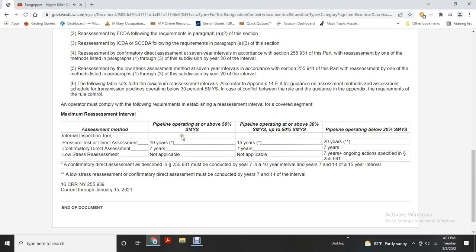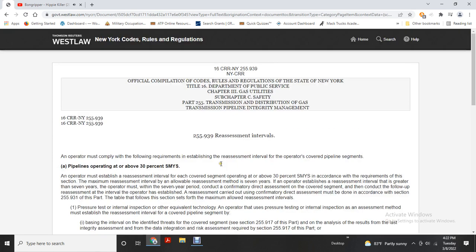Assessment for pipelines operating at or above 50%, up to 50%, and below 30%. Preliminary direct assessment under 255.931 must be conducted in a 7 to 10 year interval, with 7 to 14 and 15 year intervals. Low stress reassessment and confirmatory direct assessment must be conducted at year 7 and a 14 year interval. These are the reassessment intervals under 939.